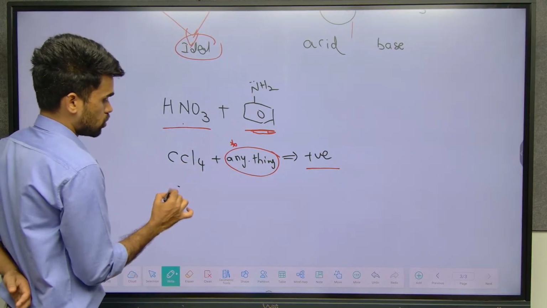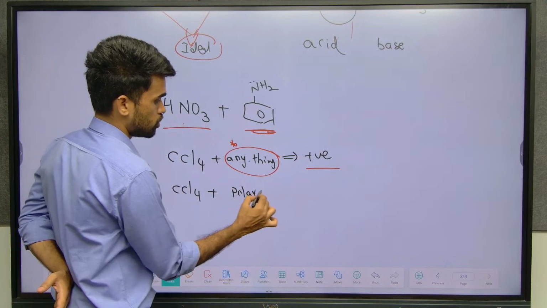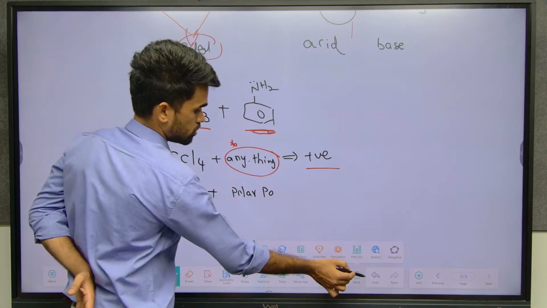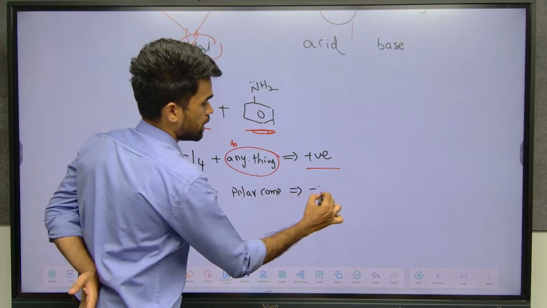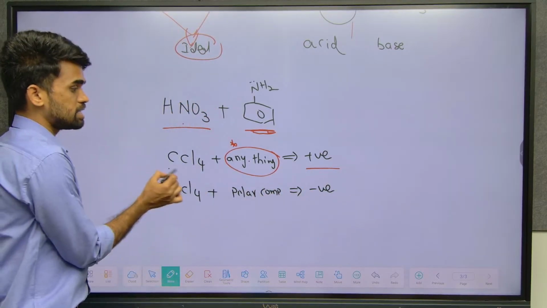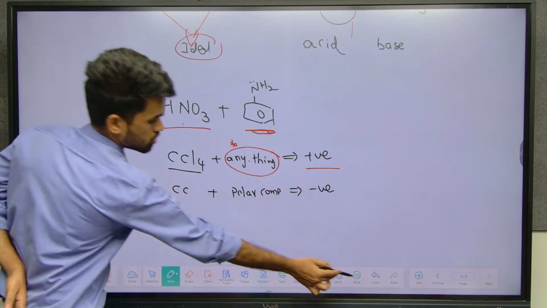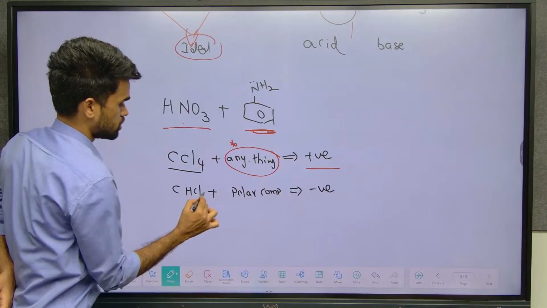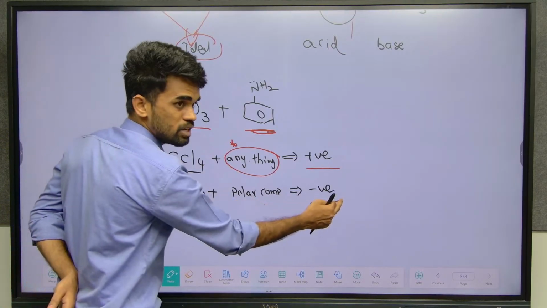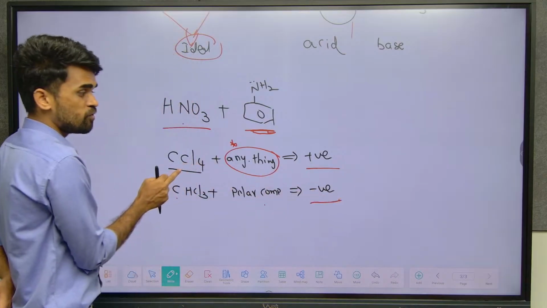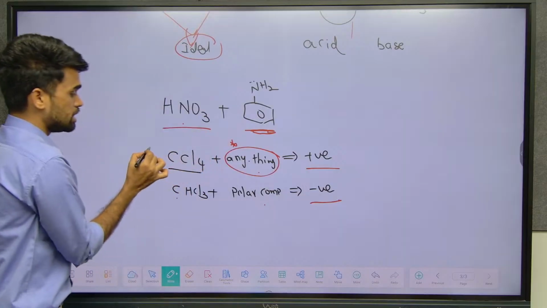Next, chloroform plus any polar compound. Negative deviation. What I am saying? CCl4, sorry. Close for chloroform. Chloroform plus any polar compound. What type of deviation? Negative. CCl4 plus anything, I am saying? Positive. Okay. See, this is the first thing.